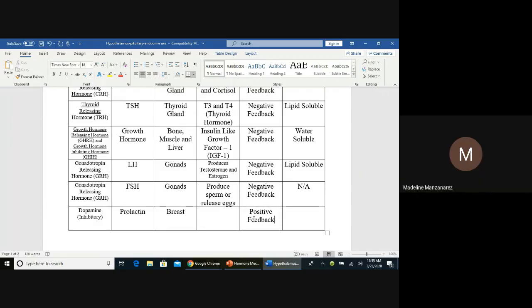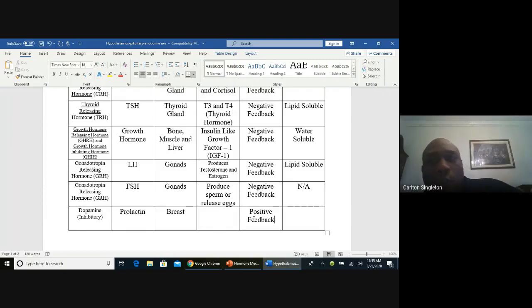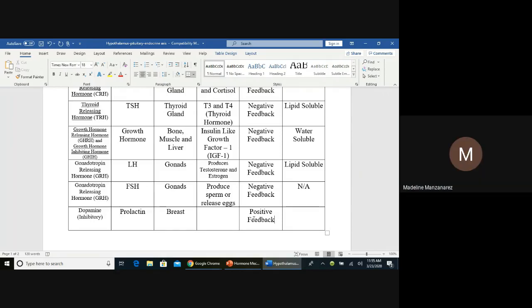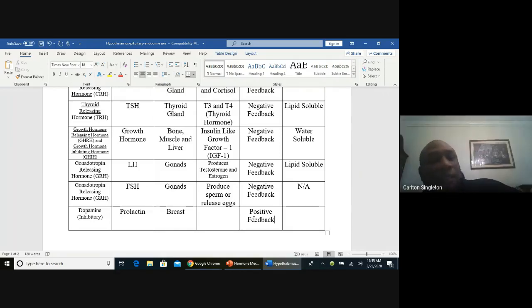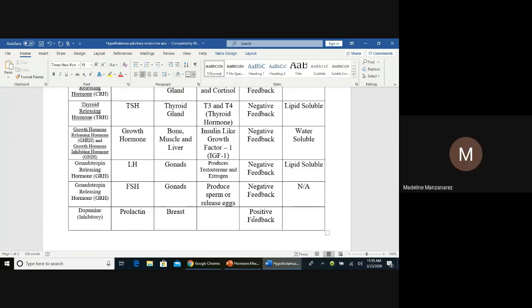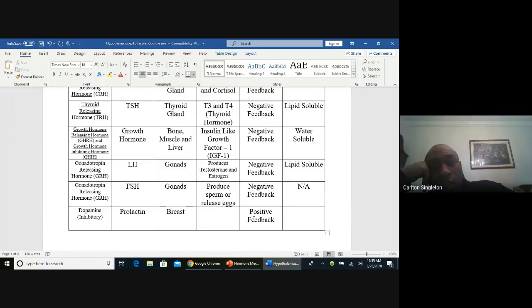So with negative feedback, all of these stop. All the ones with negative, they stop. When they get too high, we shut off. When they get too low, we turn back on, and vice versa. That's negative feedback. When it gets too low, we turn it on so we can get it back in line. When it gets too high, we shut it back off. Very good. Excellent. Good job. You're catching on.